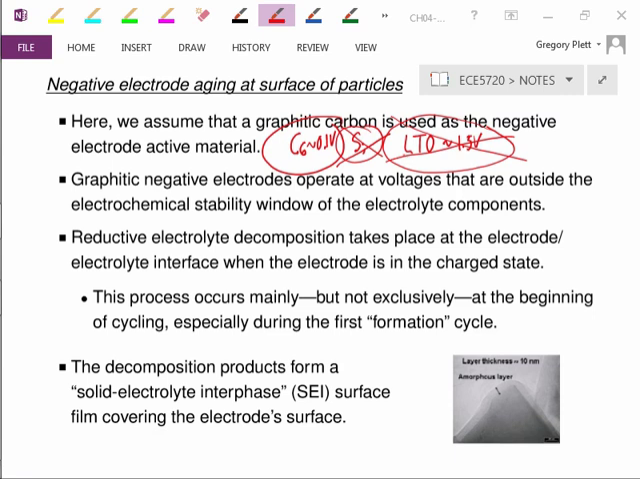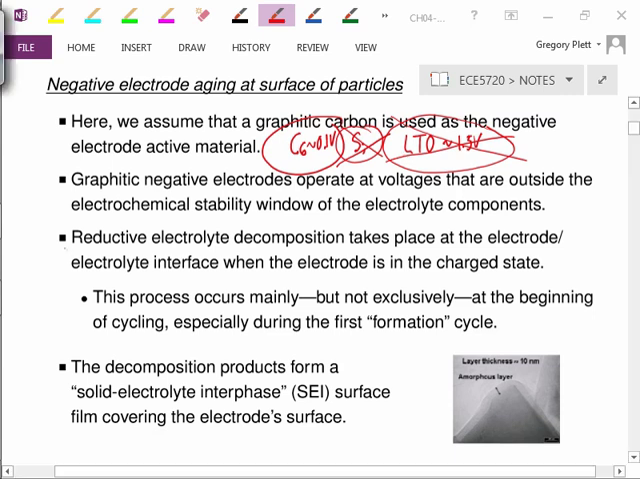The graphite negative electrode operates at very low cell voltages, and these low voltages are outside the comfortable window for electrolyte components. Technically the electrolyte solvent is unstable at these voltages, and the solvent just wants to break down and chemically react with the carbon. In other words, the electrolyte wants to decompose. That's why it's unstable. It wants to form other compounds with the carbon from the graphite.